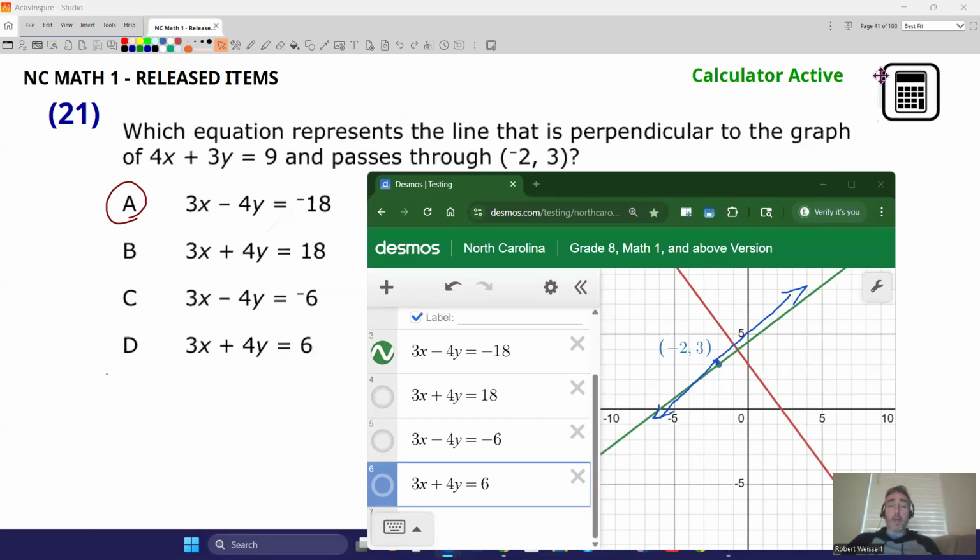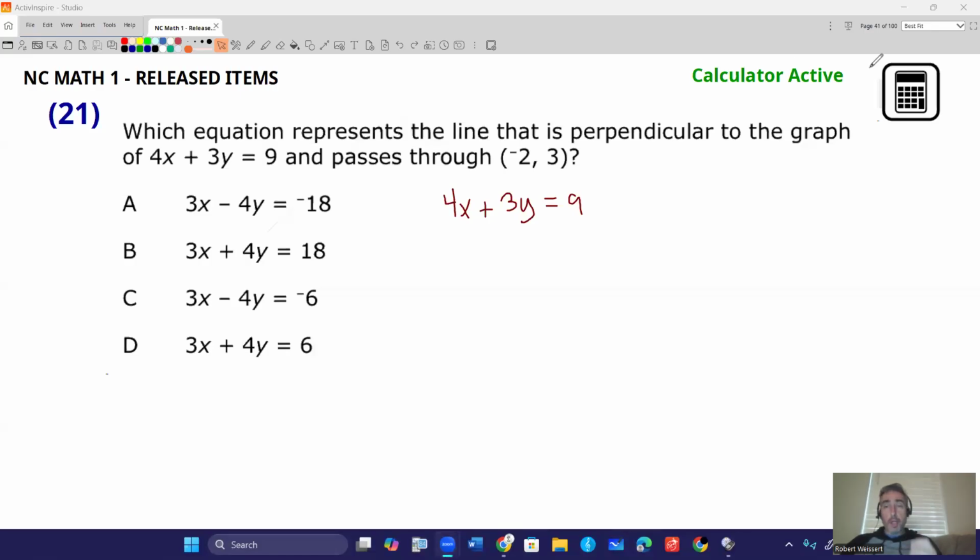I'm also going to take you through a way to do this by hand in case you come to a question like this on the calculator inactive portion where you don't have Desmos to back you up. To get a perpendicular line that goes through a point, you would want to get the slope of this line. Perpendicular lines have opposite reciprocals. So the slope of the perpendicular line is going to have the opposite sign, and the reciprocal, which means the rise over run will flip. So it's like the run over the rise from the other line.